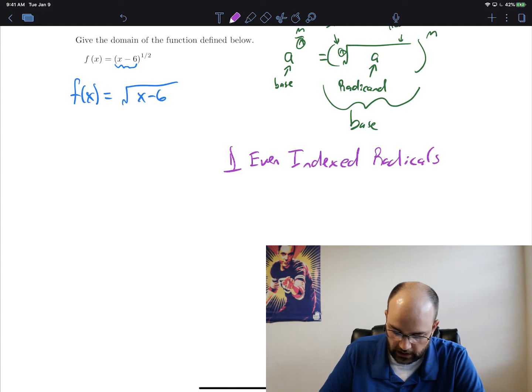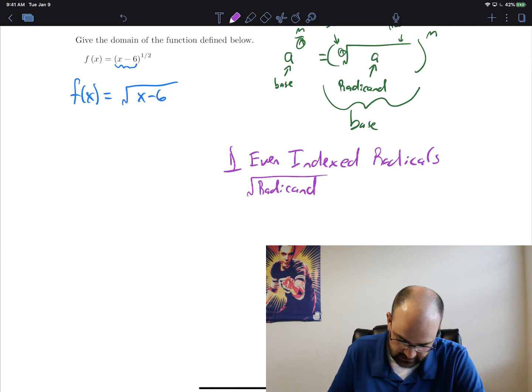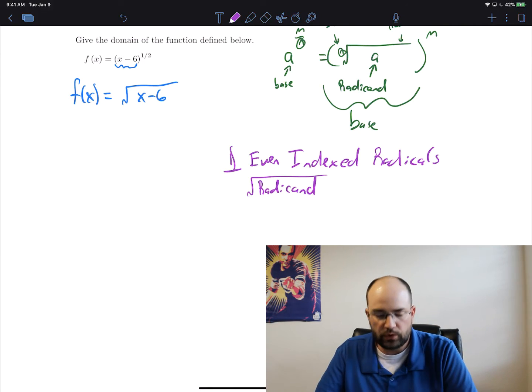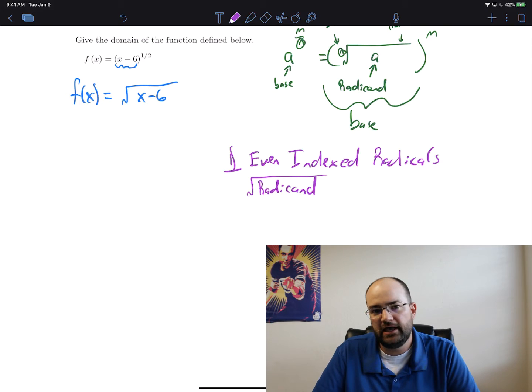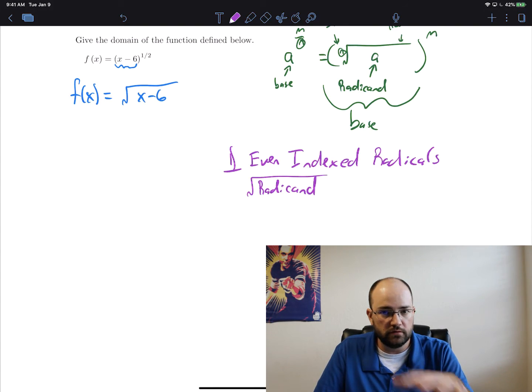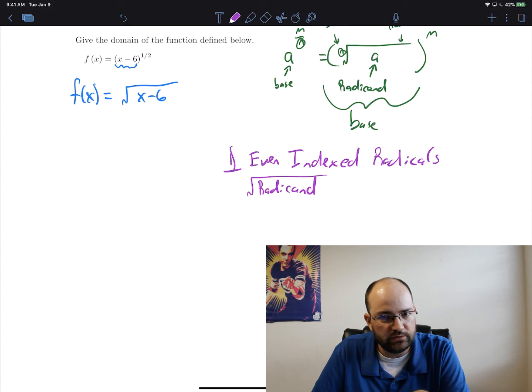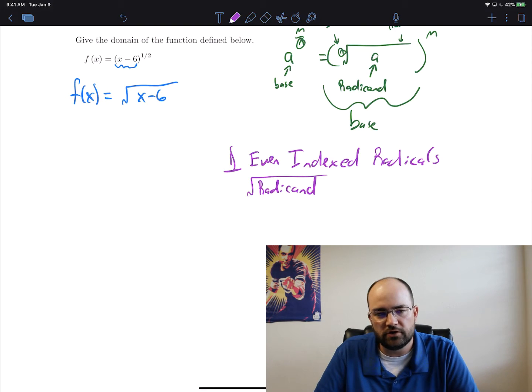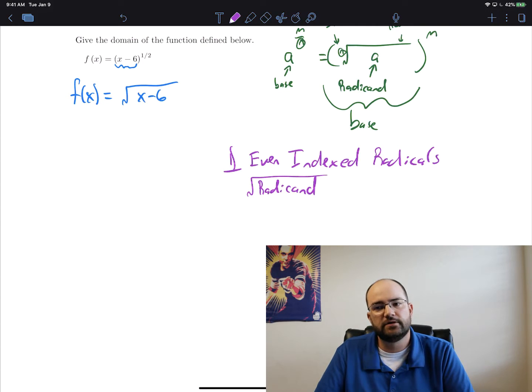And here's the reason why. Again, whatever is underneath the radical is called the radicand. When we take the square root of a number, if we want a real number out of that, the lowest number that we can have underneath the radical would be 0, because square root of 0 is 0. But anything smaller than 0, you're going to get imaginary numbers. And as a result, we don't consider those to be part of the domain, because there's something called the agreement on the domain.